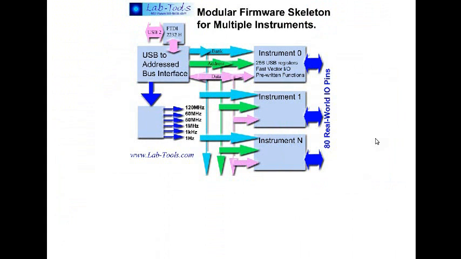This LabTools code interfaces to an FTDI FT2232H USB interface chip, which can transfer data at the full USB 2 rate of 60 megabytes a second. This data goes to a USB 2 to addressed bus interface, which interfaces to three 8-bit buses: an 8-bit bank bus, an 8-bit address bus, and a bi-directional 8-bit data bus. These buses go to instrument modules.